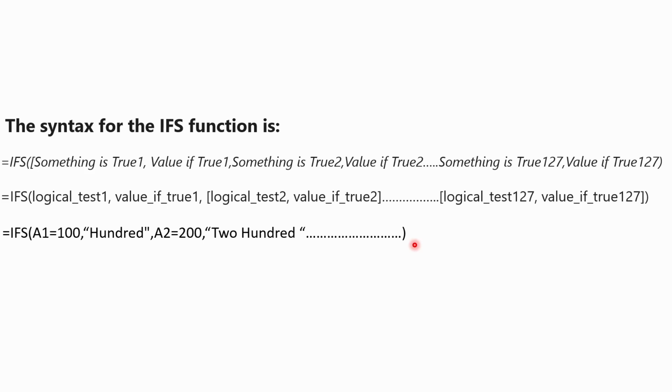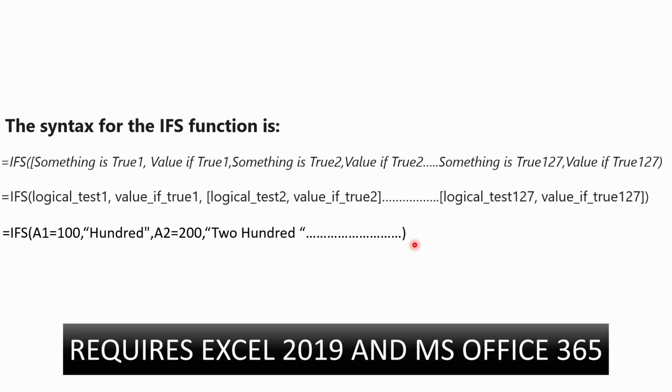The IFS function checks one or more conditions and returns a value that corresponds to the first true condition. IFS can take the place of multiple nested IF functions and is much easier to read with multiple conditions. This IFS function is only available in Office 365 subscription and Excel 2019.